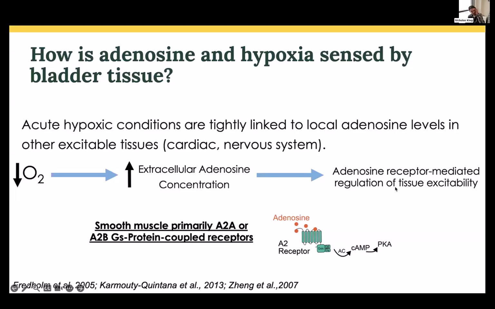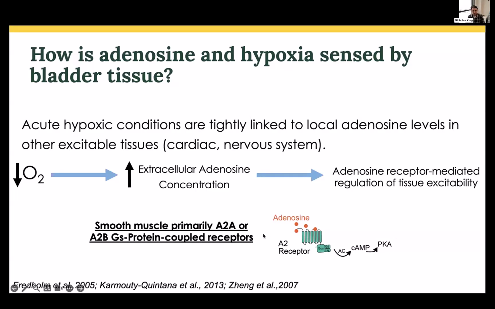And in smooth muscle cells, at least most of the smooth muscle cells that this has been characterized in, the adenosine signaling cascade occurs through stimulation of A2A or A2B receptors, or this family of A2 Gs protein coupled receptors, leading to the production of PKA, and PKA playing a key role downstream to mediate smooth muscle cell responses to adenosine.